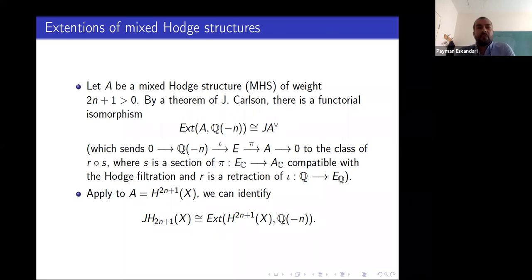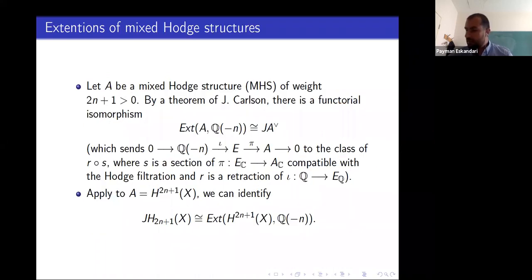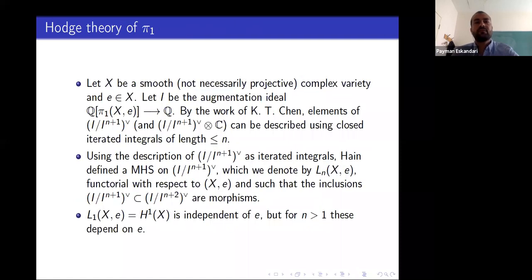Okay. Any questions up to this point? Okay. So now let's spend a couple of slides on Hodge theory of pi1. I didn't put anything in the pre-talk on this, so let's go over this a little more carefully.